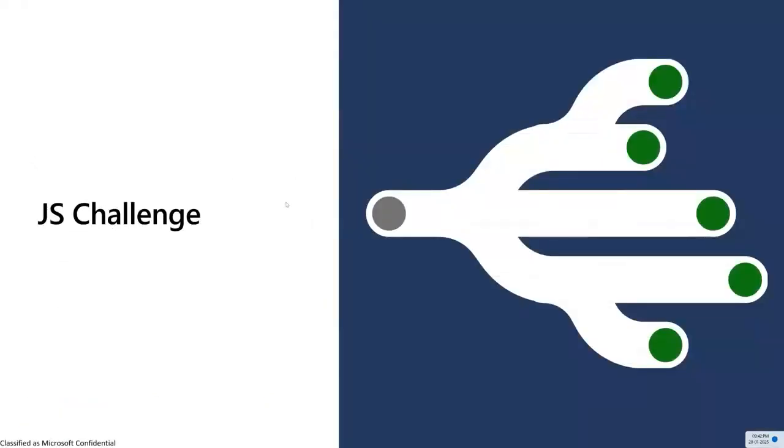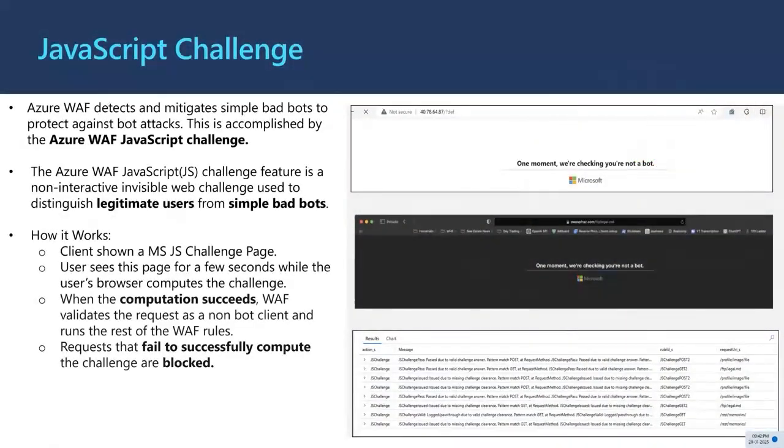Now let's move on to the next section, which is JS challenge. Another important feature of Azure WAF that helps with bot protection is JS challenge. So Azure WAF detects and mitigates simple bad bots to protect against bot attacks using the Azure WAF JavaScript challenge. The JavaScript challenge is a non-interactive, invisible web challenge used to distinguish legitimate users from simple bad bots.